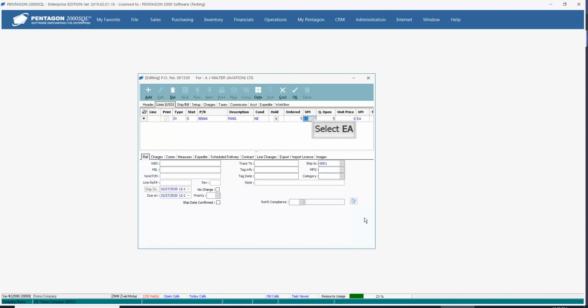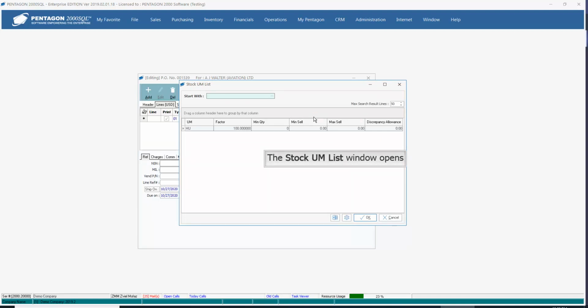When the user purchases 5 sets or packages of HU, which is 500, the user is then buying a quantity of 5 HU and will end up with 500 units of each in the warehouse.